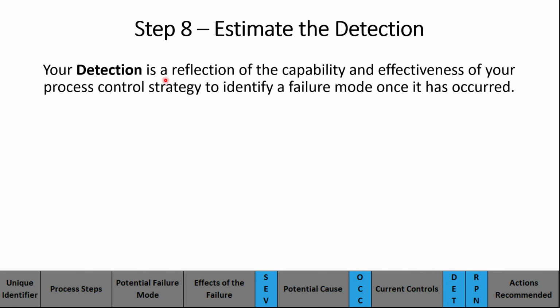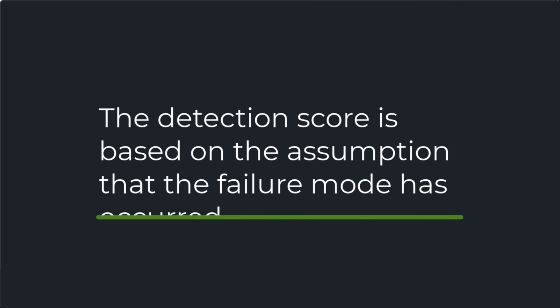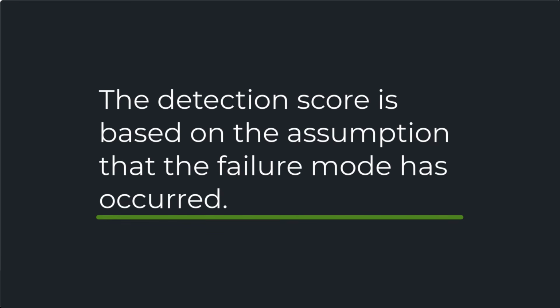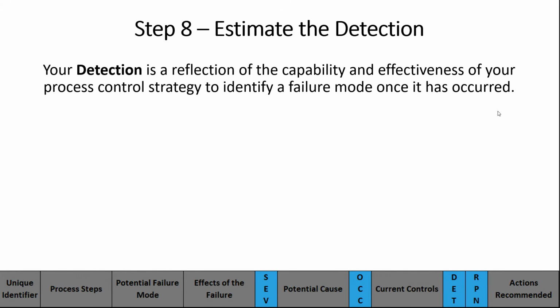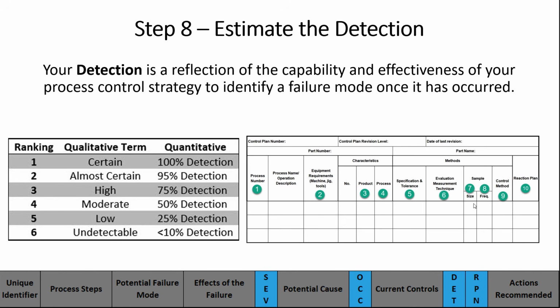So your detection is a reflection of the capability of your process to identify a failure mode once it has occurred. That's a really important point, by the way. Remember, the detection score is based on the assumption that the failure mode has occurred. So no matter what the frequency of occurrence is, let's assume it has occurred, and now let's talk about how likely we are to actually detect that failure mode once it has occurred.